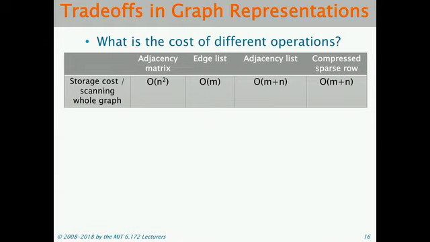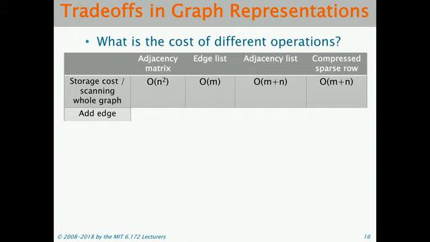So let's look at some of the trade-offs in these different graph representations that we've looked at so far. Here I'm listing the storage costs for each of these representations, which we already discussed. This is also the cost for just scanning the whole graph in one of these representations. What's the cost of adding an edge in each of these representations?